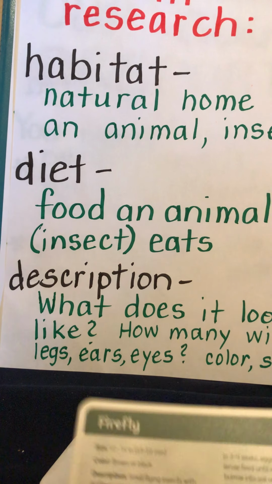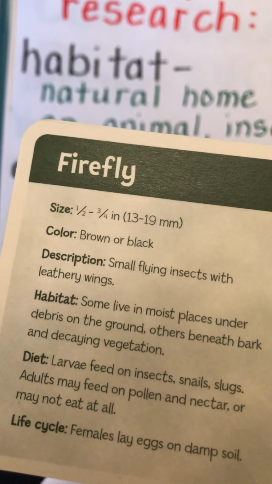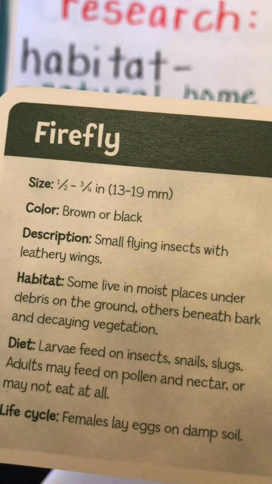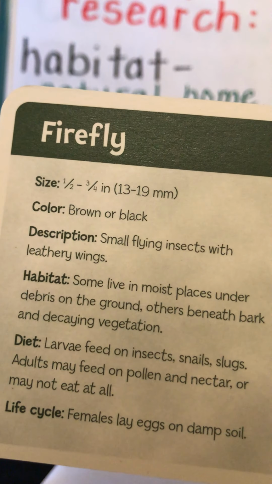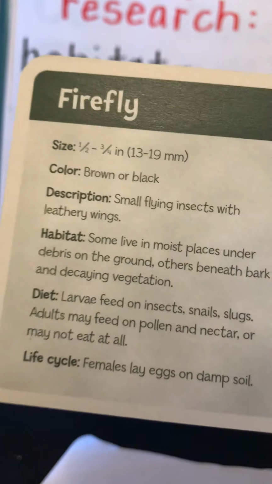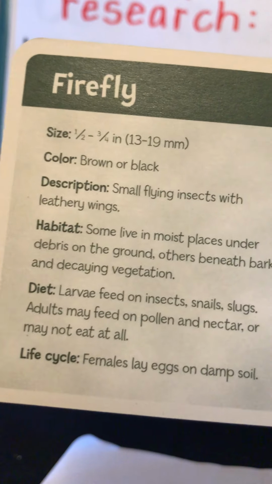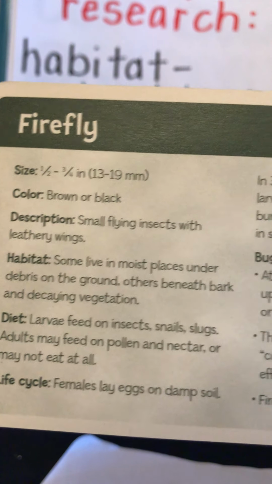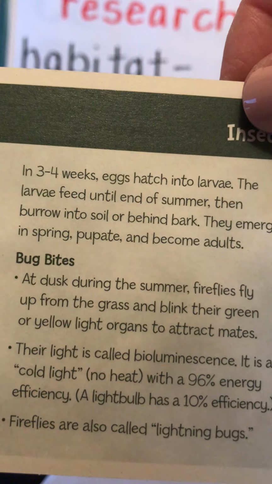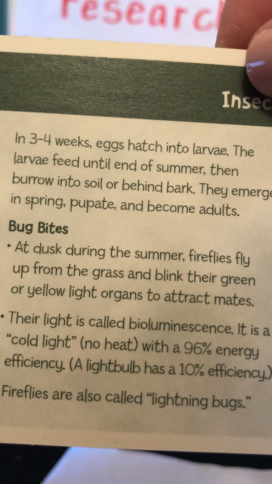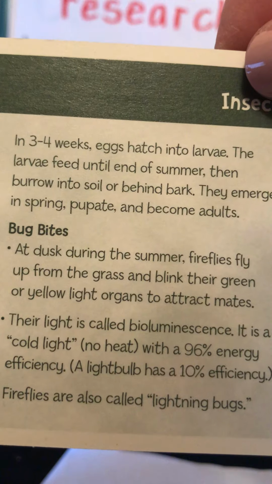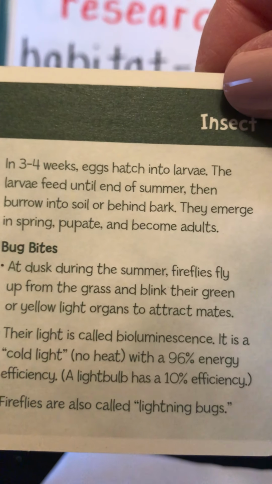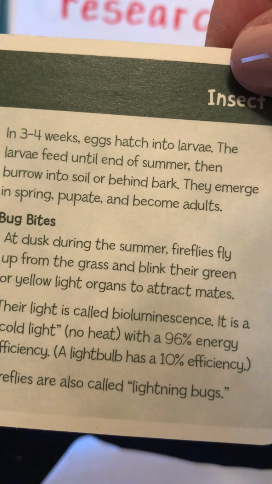Let's see if it says where they live. Habitat. Some live in moist places under debris on the ground. Others beneath bark and decaying vegetation. So it doesn't really say country, city, whatever, but it seems like most of the time we see them out in the fields of grass. Oh, over here it says, at dusk, as it's getting dark, right? During the summer, fireflies fly up from the grass and blink their green or yellow light organs to attract mates. Oh, so they're trying to get girlfriends and boyfriends doing that.